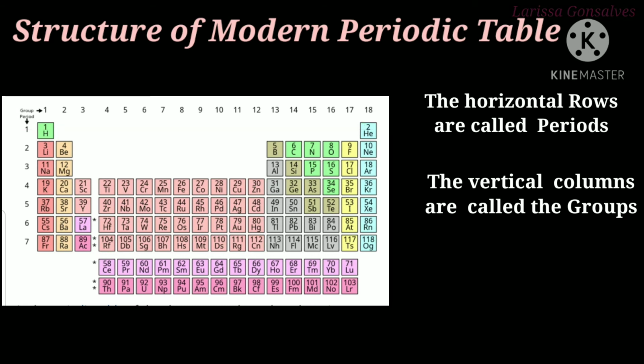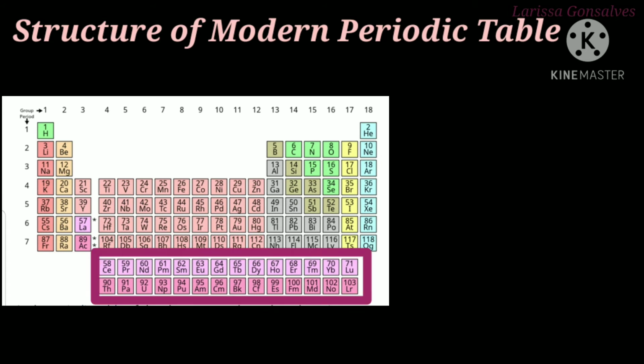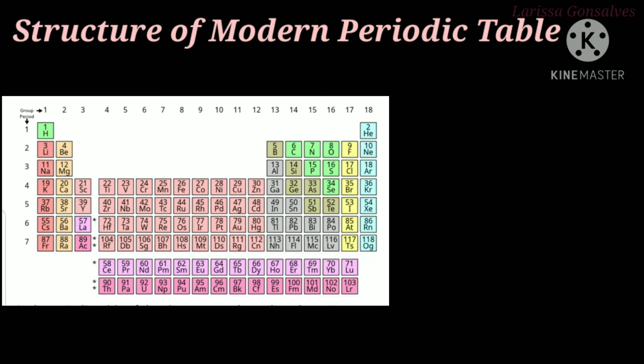The numbering of the periods and the groups is given by the International Union of Pure and Applied Chemistry, that is the IUPAC. The boxes which are formed by the intersection of periods and groups are the places where the individual elements are placed. If you observe the modern periodic table, below the main table there are two series which contain 14 elements each. So the modern periodic table consists of around 118 boxes in which 118 elements are placed.